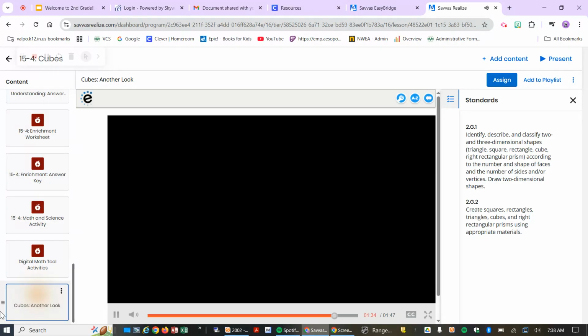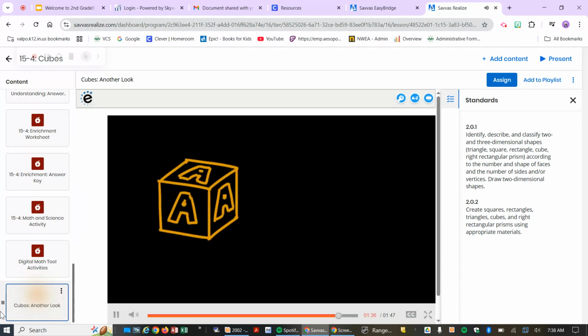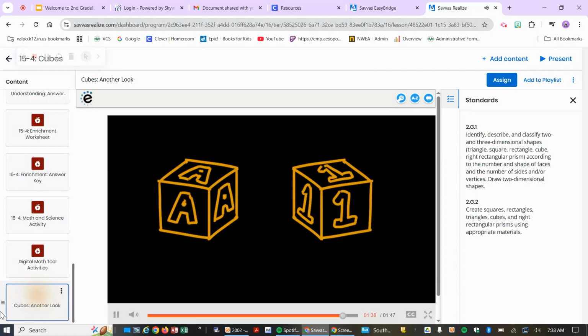You probably see cubes all the time. Alphabet blocks, number cubes. Now you know what the actual shape is called and what's so special about it. I think that's so cool.